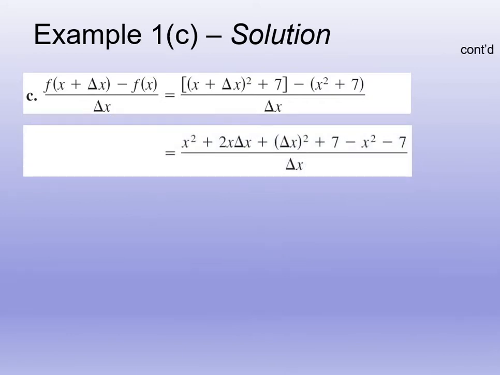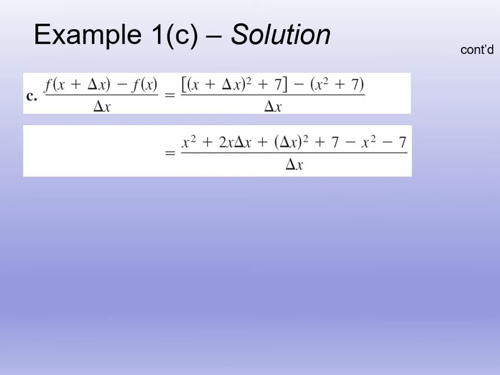So you have to FOIL the x plus delta x. Remember, when we're squaring something, we multiply it times itself. So you have to do the binomial multiplication, or the FOIL there, or the box method, however you learned that. You're going to get x plus delta x times x plus delta x, which gives you x squared plus 2x delta x plus delta x squared when you FOIL that out, and then we have plus 7. Then we have to distribute the negative sign, so we get minus x squared and minus 7, all divided by delta x. This will work out if you do everything correctly.